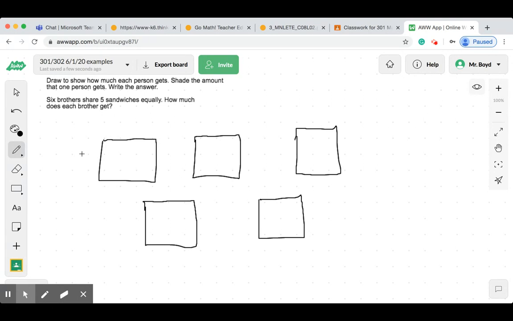We know when we are creating equal parts, they have to be equal. The word equal is in there. So there's 6 brothers. So I'm going to break each one of my sandwiches into 6 equal parts to the best of my ability. So I'm going to break up the first one. I'll break up the second one. Now notice how I'm creating my 6th. I'm trying to make them as equal as possible.